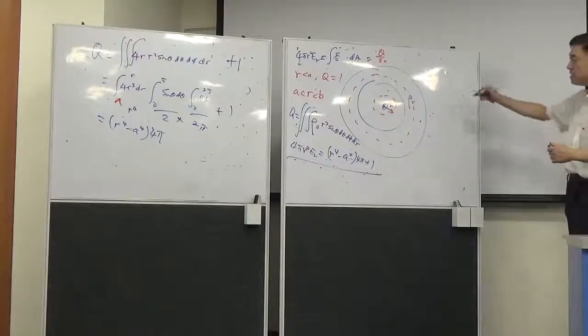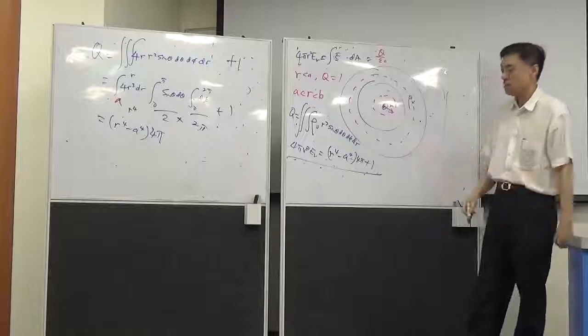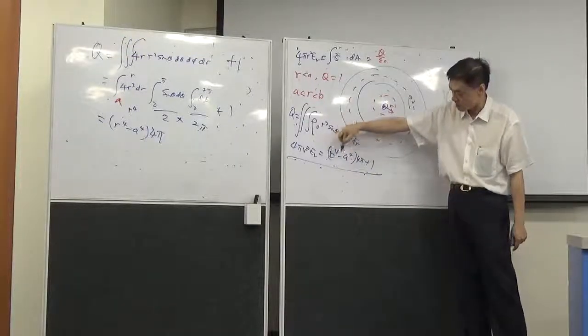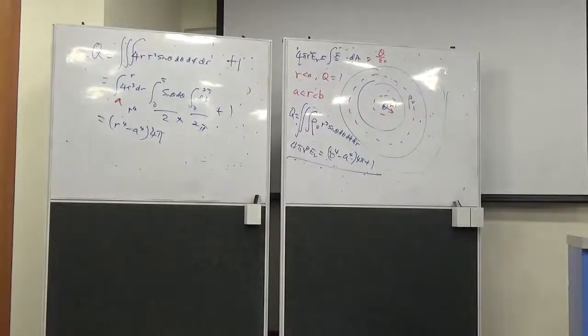And finally, when it is outside here, it is very simple. You change r to the fourth to b to the fourth. And that's it. Okay? Alright. Any questions? Any questions? Everybody? Okay.